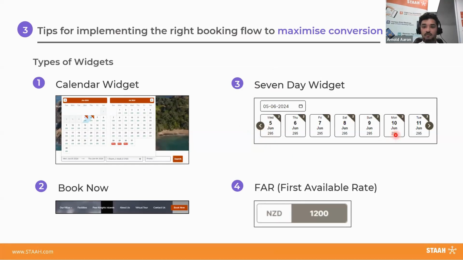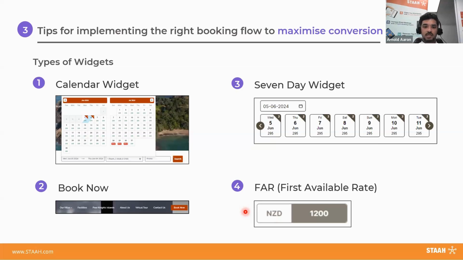It shows 7-day availability for that room type, and hitting the calendar out here, they can actually select another month, another year, if that is required. And finally, you've got the 4th option, which is the first available rate, what we also call FAR. What this does is, again, you can have this for all your rooms, but ideally, I would say it works well per room type.